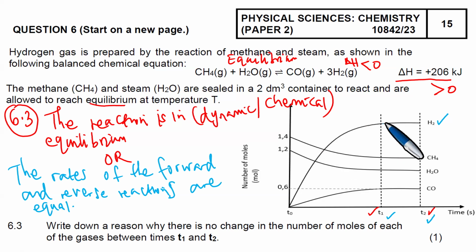That is why this happens when the graphs are level, when the number of moles does not change. It doesn't matter what it is here, but it does not change. It doesn't matter what it is, the number of moles doesn't change.